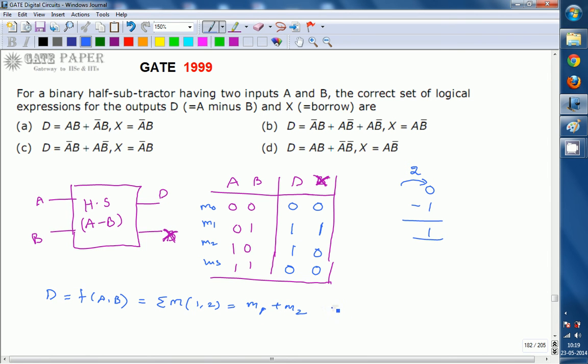m1 is 0 1, which is A bar B, plus A B bar, since 2 is A B bar. So that is the D expression. And X, the borrow, is also a function of A comma B, whose only minterm having 1 is 0 1, which is A bar B. So X is A bar B, and D is A bar B plus A B bar.